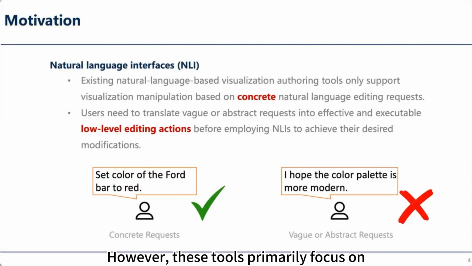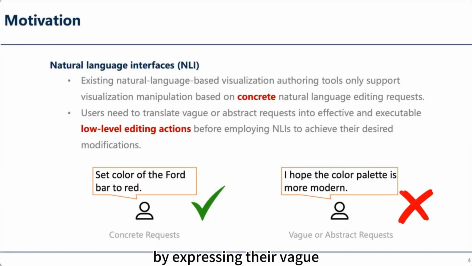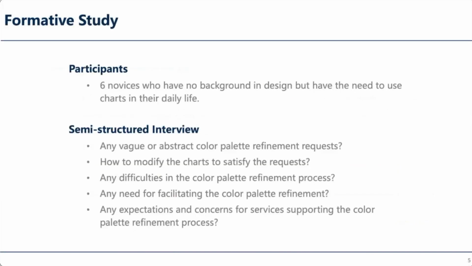However, these tools primarily focus on concrete natural language editing requests. When users just have vague or abstract requests, they still need to translate the requests into executable low-level editing actions before employing these tools. So in this paper, we propose a tool, NL2Color, that allows novice users to refine the color palettes of charts by expressing their vague or abstract requests in natural language.